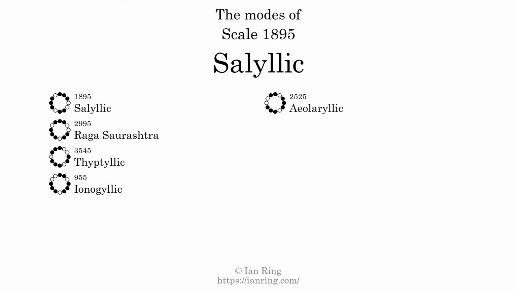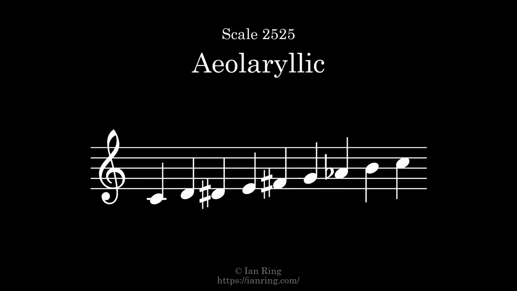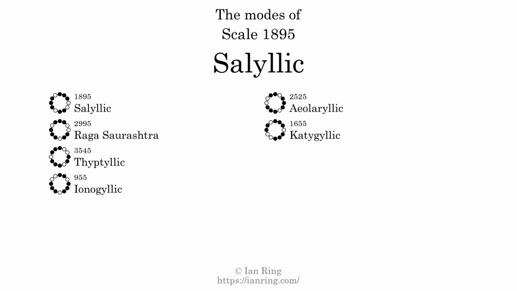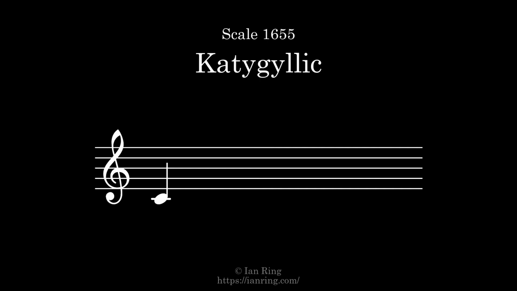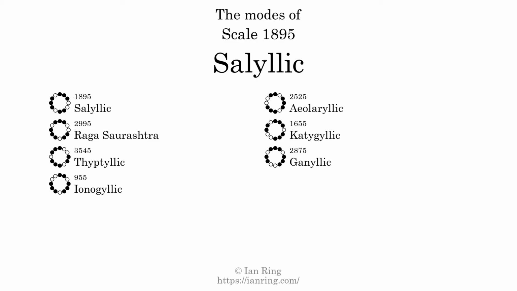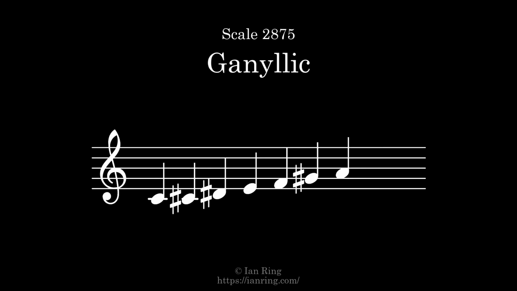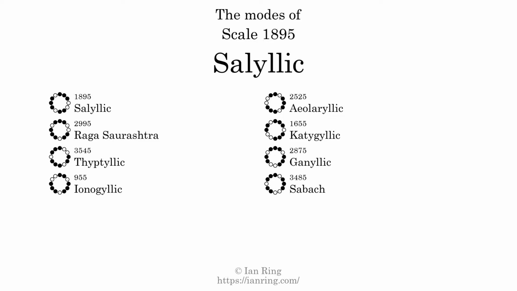The fifth mode is scale 2525, also known as Salyllic. It sounds like this. The sixth mode is scale 1655, also known as octatonic. It sounds like this. The seventh mode is scale 2875, also known as Salyllic. It sounds like this. The eighth and last mode is scale 3485, also known as Sabach. It sounds like this.